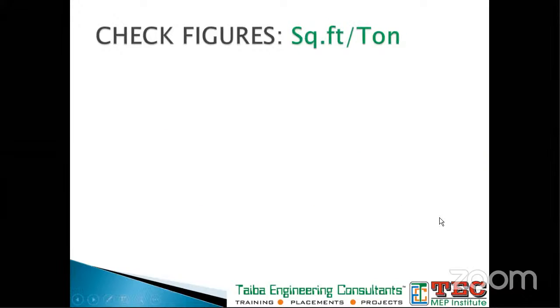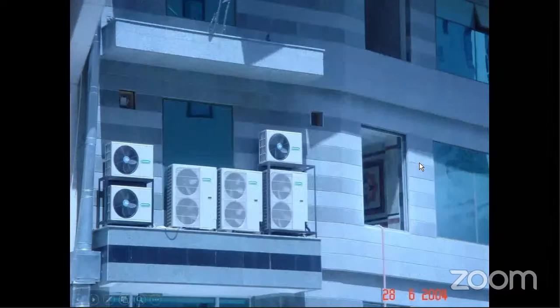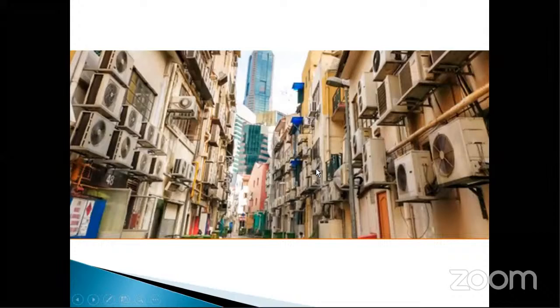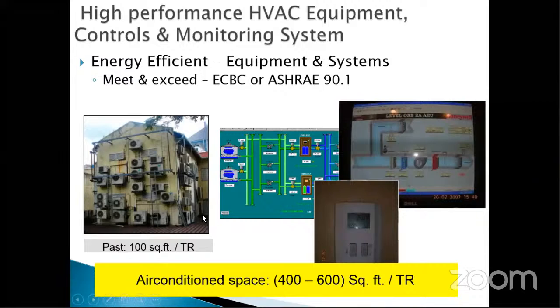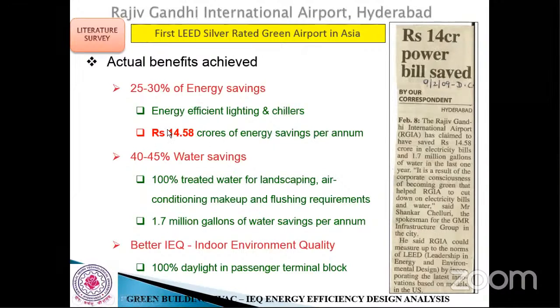Similarly, 1 ton AC, how much area it will be able to cool? So generally the range is 150 to 300 square feet per ton. So higher the better. So there are many buildings which has got more than 300 up to 800 square feet per ton also people were able to achieve by using efficient technologies. So with a simulation tool, we are trying to come out from this trend of having indoor and outdoor unit air conditioning systems which are not efficient. So we are trying to come out from this trend of 100 square feet per ton to 400 to 600 square feet per ton. There are various case studies, and one such is Rajiv Gandhi International Airport. It was able to save 14.58 crore of energy per annum because they went with efficient system.